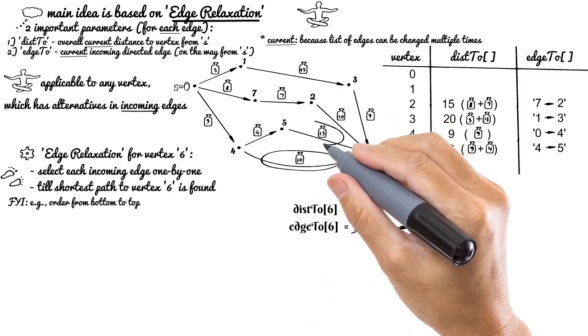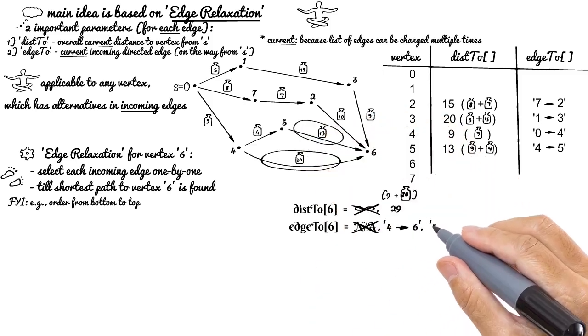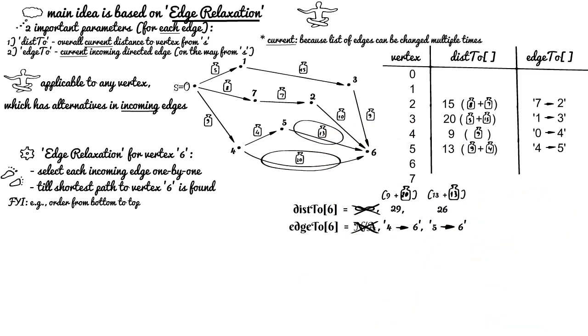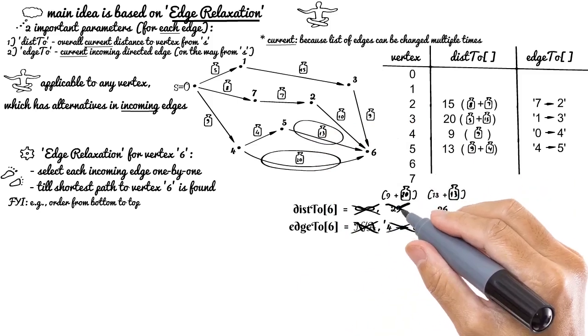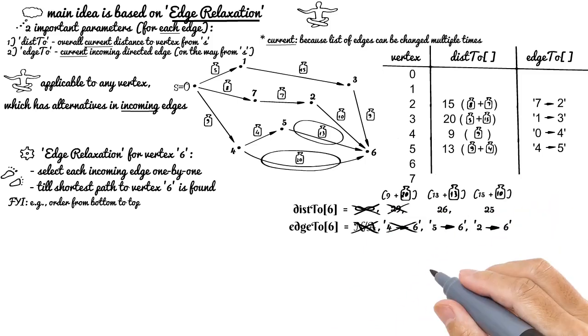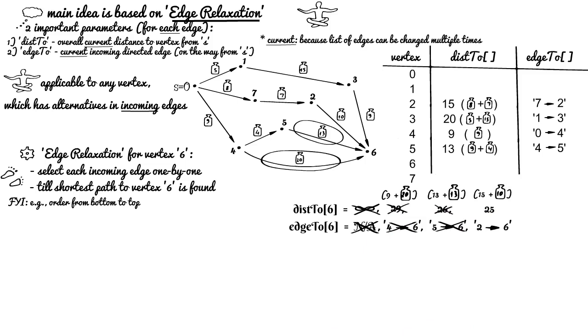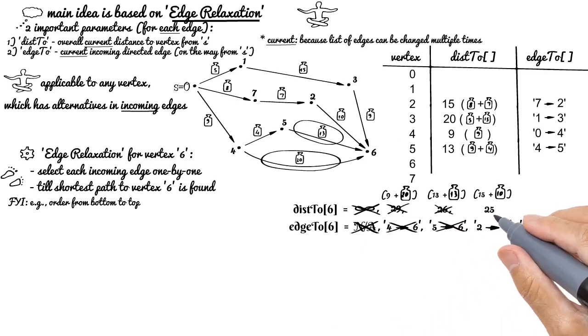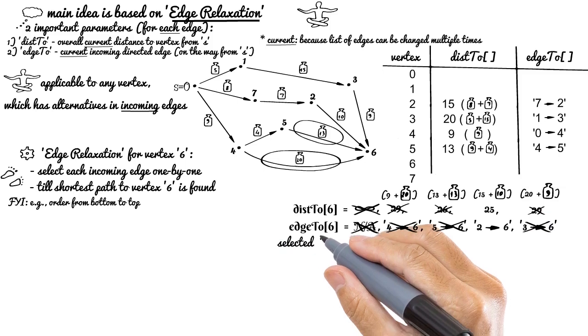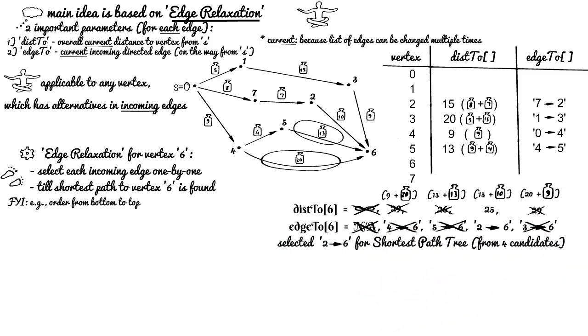It checks next incoming edge candidate 5 to 6 and finds overall distance is shorter, overwriting current edge 2 and distance values. Similar actions to the next incoming edge 2 to 6. Algorithm checks the last candidate edge 3 to 6, but it's not making overall distance shorter. So our values stay intact. What we just did, we selected edge 2 to 6 to be included in SPT among 4 candidates.